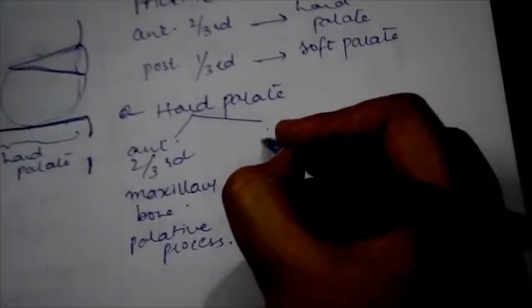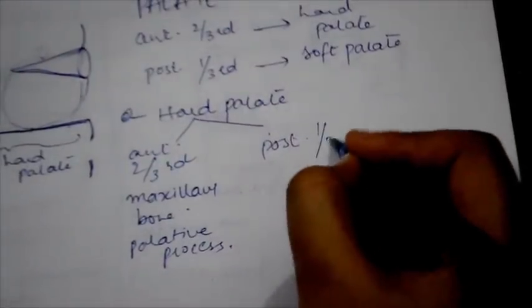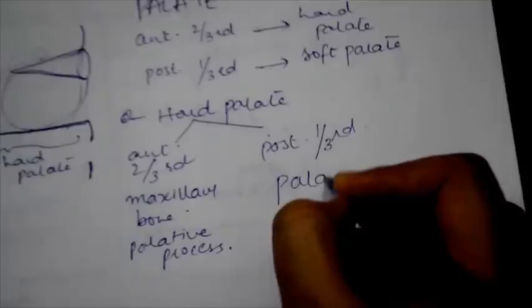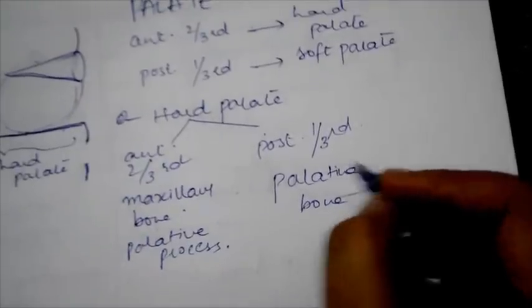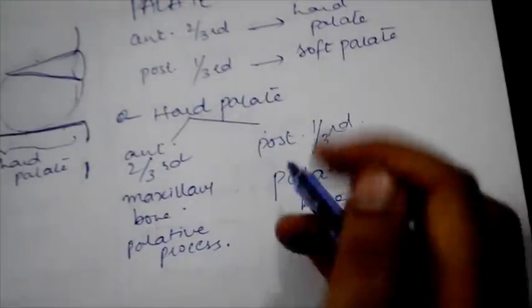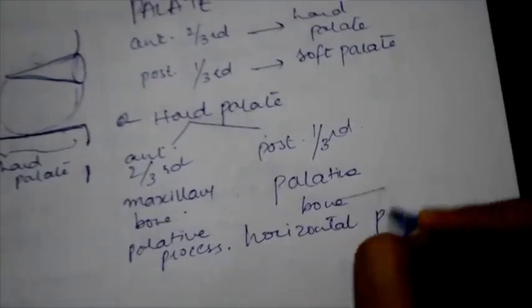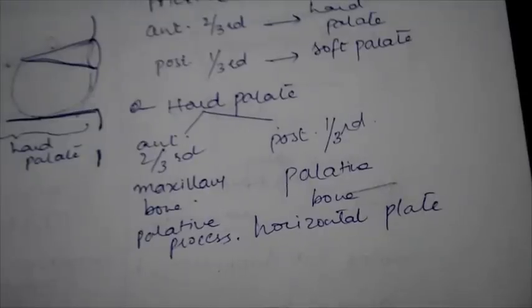And over here the posterior 1/3 is formed by the palatine bone. Specifically, the horizontal plate of the palatine bone. When you make your notes, just make them a little pretty.